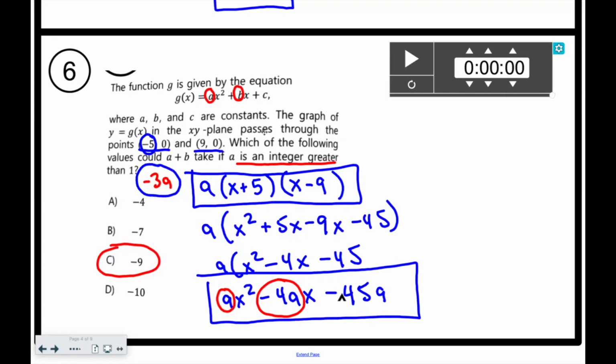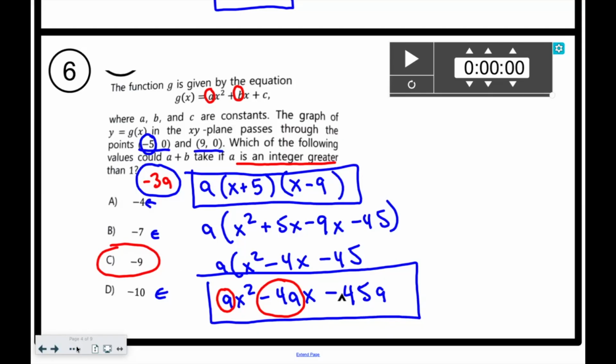Well, an integer is basically just a whole number. So there's no way we could get -4, -7, or -10, because to get them, a would have to be some decimal. Oh, I got it now. Okay, thank you. So only C makes sense. That's a super hard problem, but again, we need ways to get started, and the way to get started in this problem is if they give you the intercepts, you want to start with intercept form.